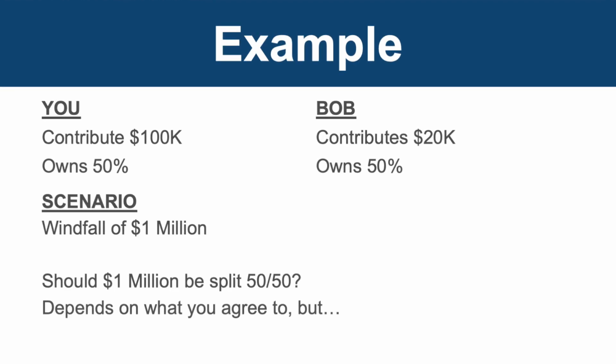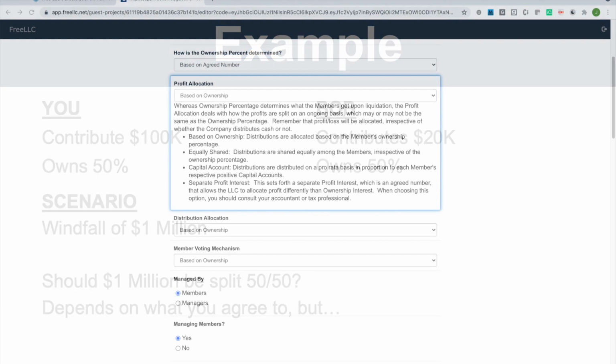Then it seems only fair if you get your $100,000 and Bob gets $20,000, and then split the money 50-50, right? I mean, you don't want to do the 50-50 too soon, otherwise you're getting less than your deserved amount. So that's what the capital account does, to keep track of your score throughout the journey of the limited liability company.